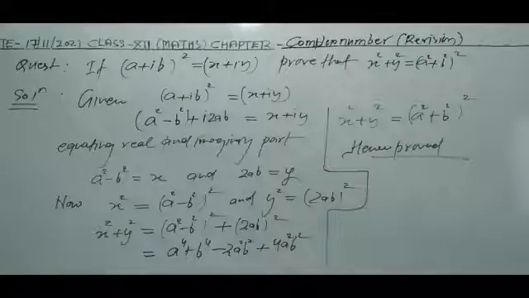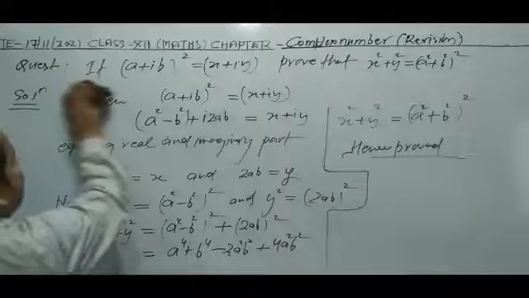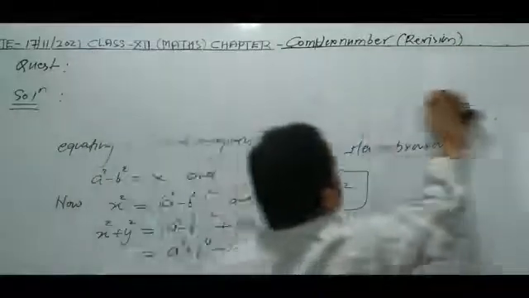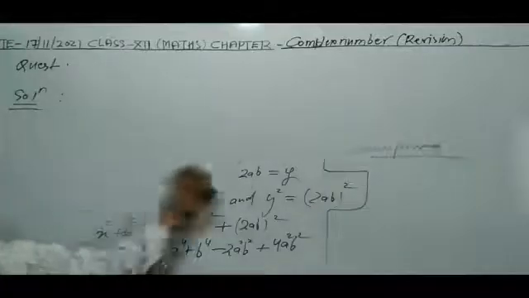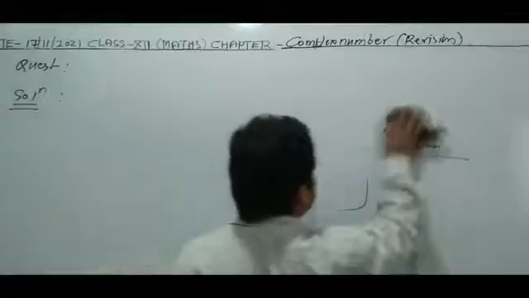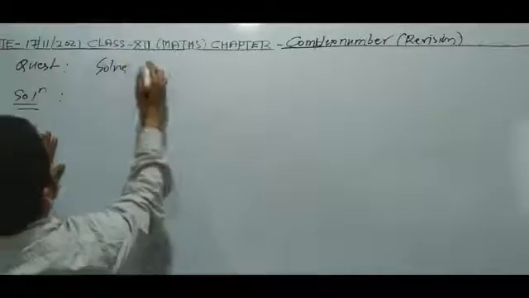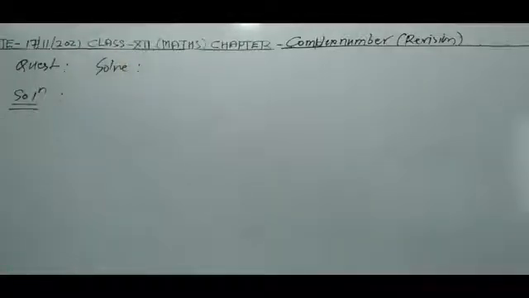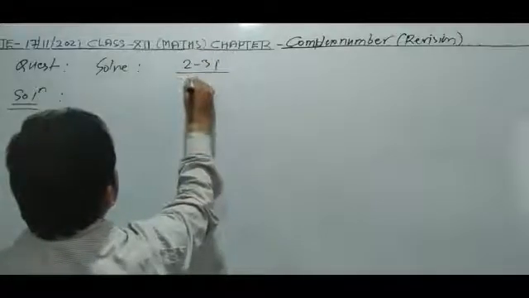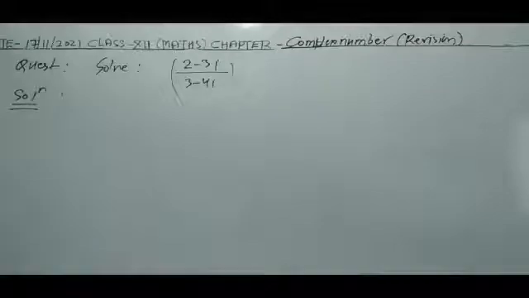The next question is question number 5. Now question number 5 is: suppose you have to simplify, solve, and you have the given question, that is 2 minus 3i whole upon 4 minus 3i.